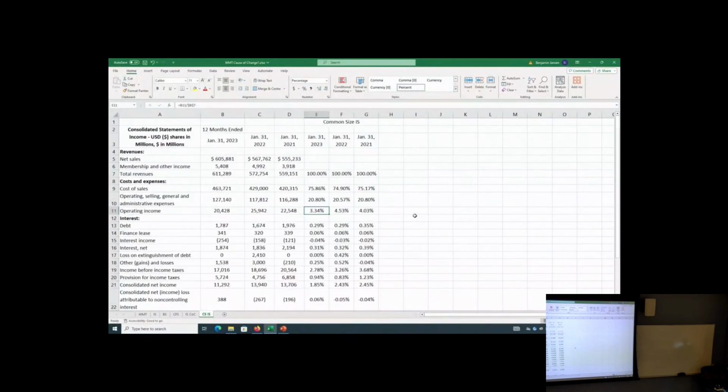All right, and this brings us to operating income. Now here we start to see a little bit more noticeable of a trend. So what's going on with operating income over this time period?